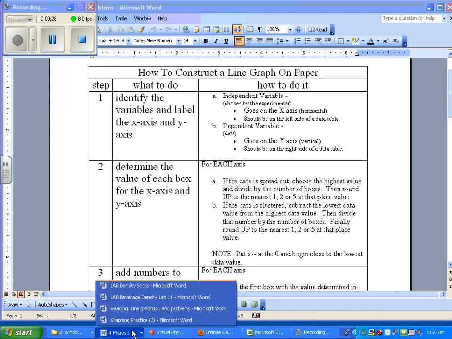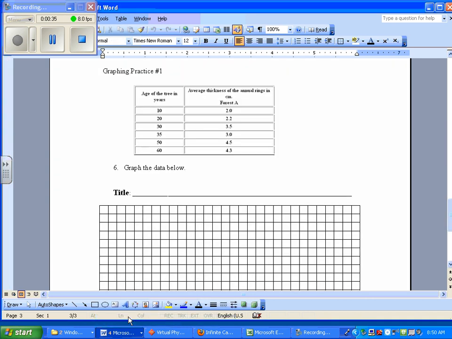The first thing that I want to do is identify the variables and label the x and y axis. Usually the first column is going to be the independent variable, which is the x-axis. And the far right column is the dependent variable, that's your data, and that's on the y-axis. We can label those appropriately in just a little bit.